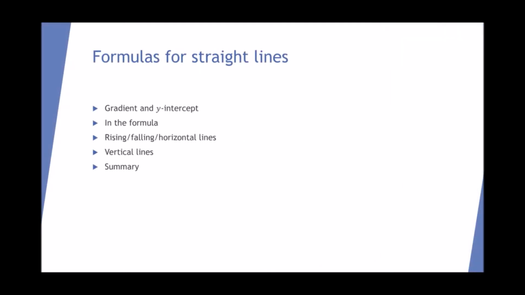Hello everyone! In this video we are going into the formulas for straight lines. We will first have a look at some things called the gradient and the y-intercept. Then we will have a look at where they appear in the formula. And then we will have a specific look at rising, falling, horizontal lines, and lastly vertical lines.